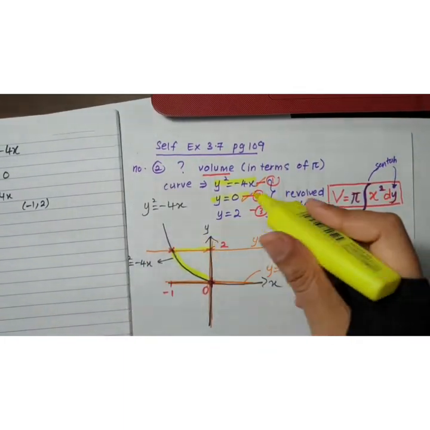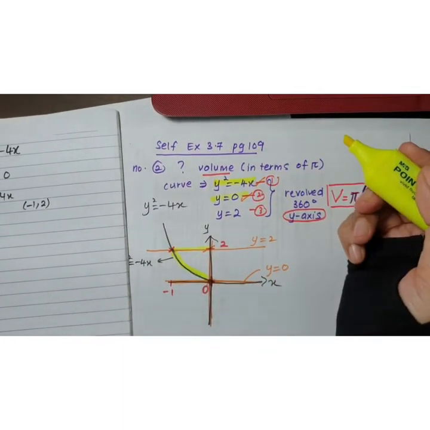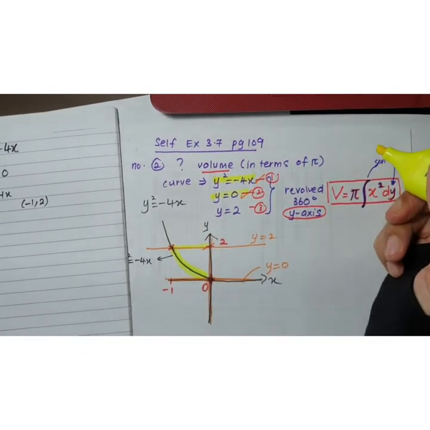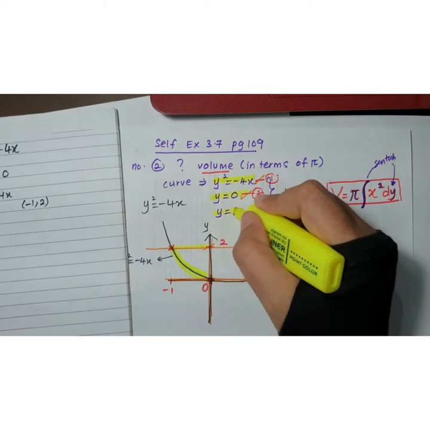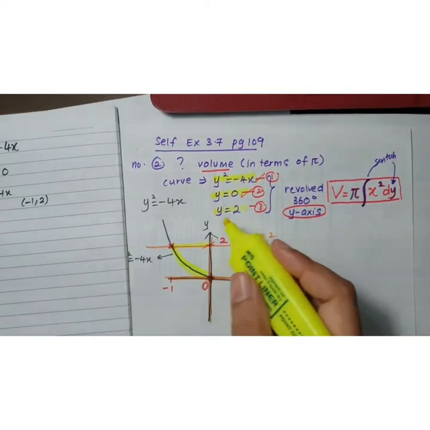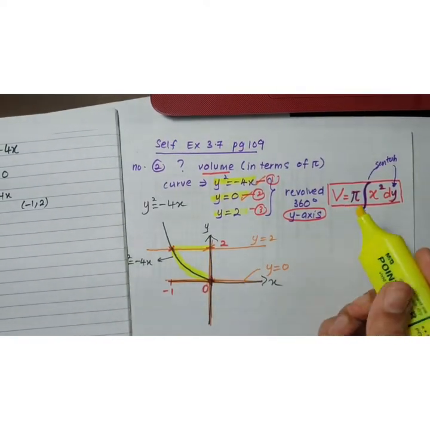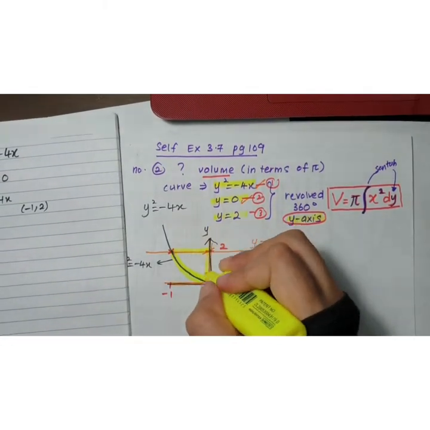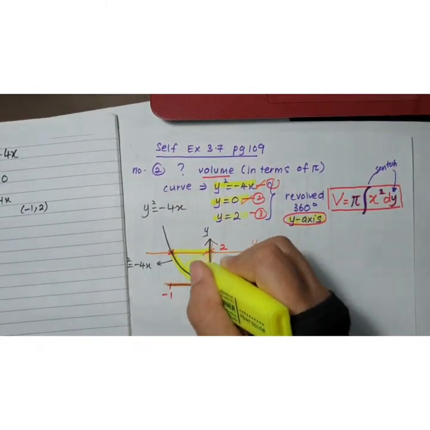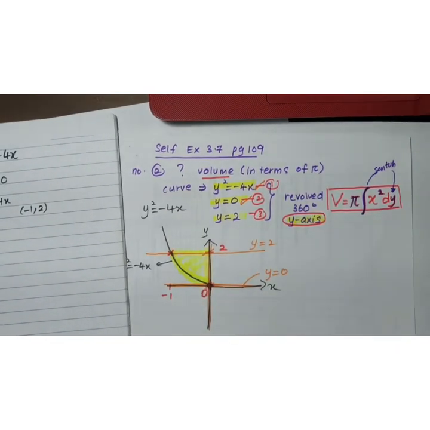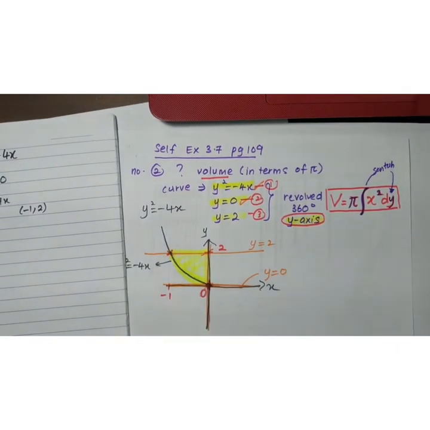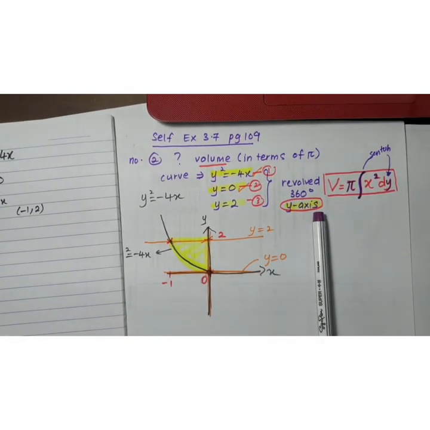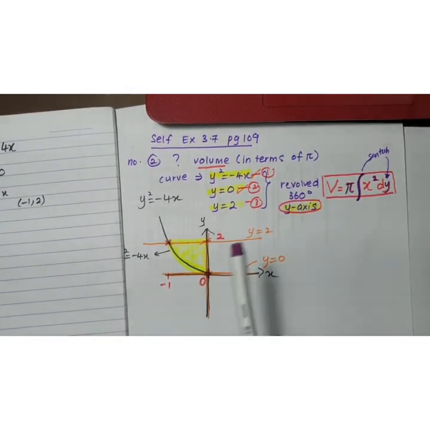The region is bounded by the curve y squared equals negative 4x, so this curve, enclosed by the lines y equals 0 and y equals 2. y equals 0 is here and y equals 2 is here. Then they got to revolve about the y-axis. So this is your y-axis, and of course this is the region. Alright, so we need to find the volume of this region, revolved about the y-axis.